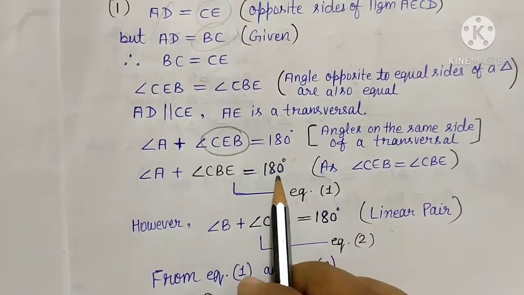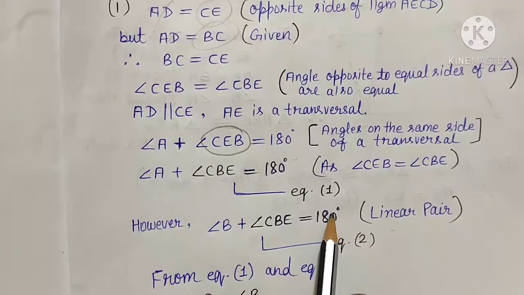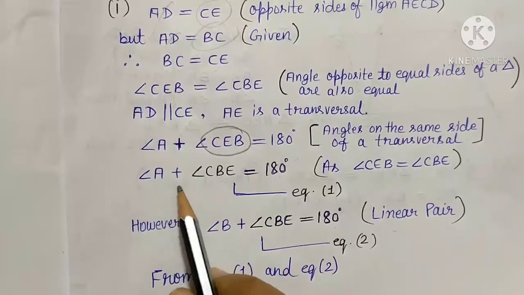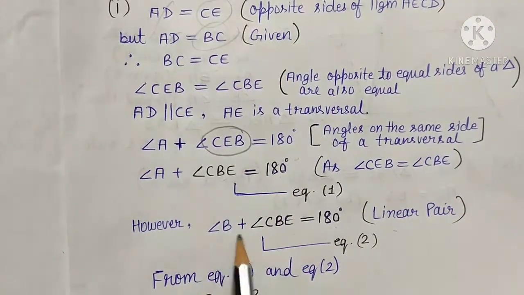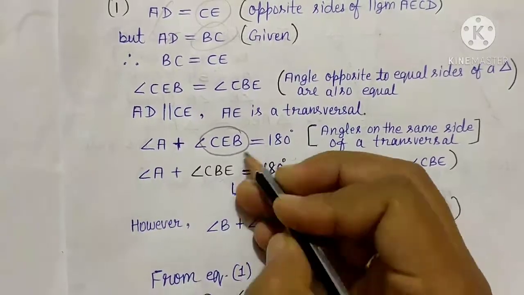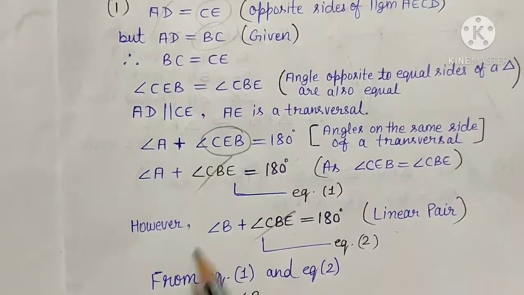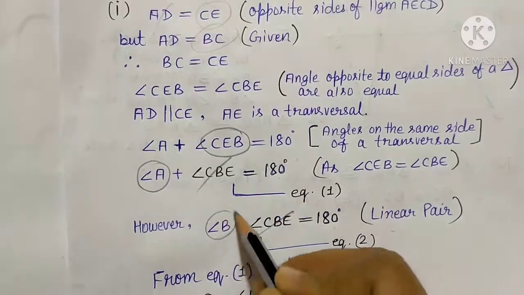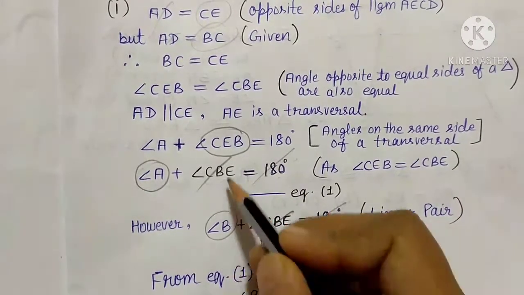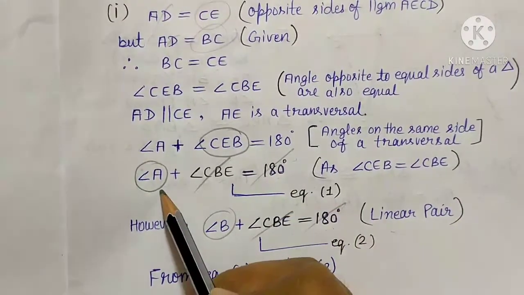Now, right side 180, right side 180, both are 180 degrees. So we can say angle A plus angle CBE equals angle B plus angle CBE. But here again there is one common thing, so we can cancel it. 180 we can cancel from 180, angle CBE we can cancel from CBE. So what is left? Angle A and angle B.